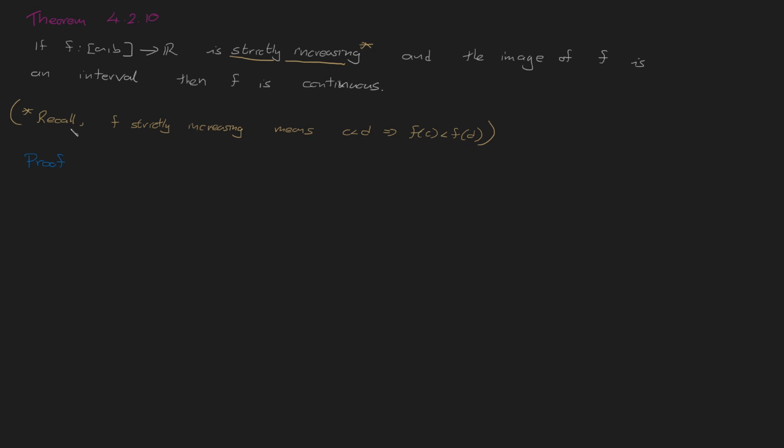So if you need to recall, a function is strictly increasing, it means that as long as c is less than d for any values, then the image of c is less than the image of d.